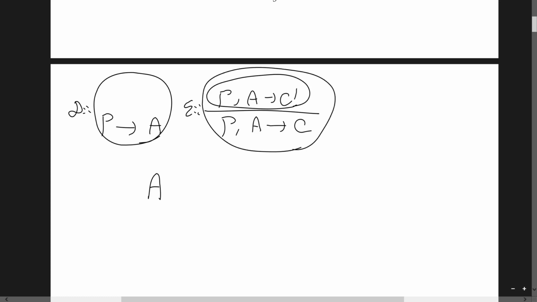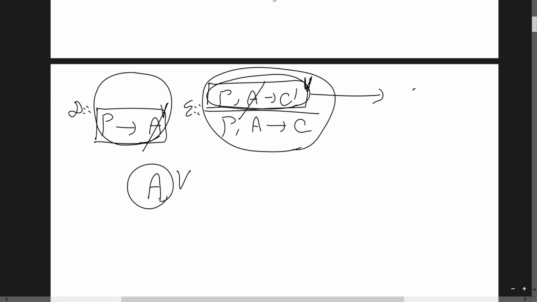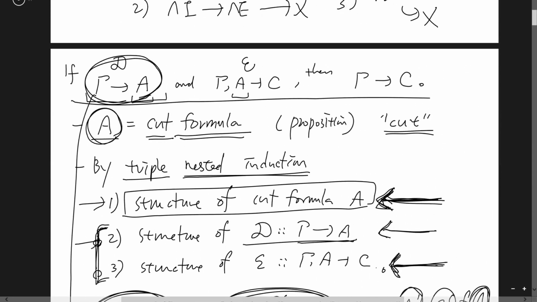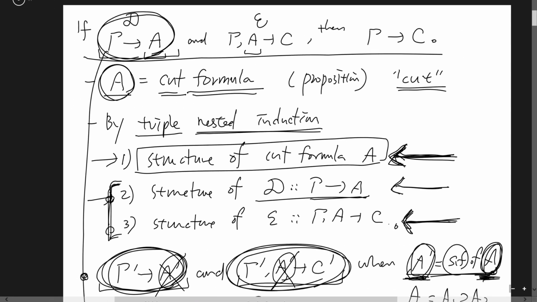So therefore, we can apply induction on the same cut formula, the proof of this sequent, and the proof of this sequent. This is the same, but this is strictly smaller. So as a result, we can apply cut elimination here and here to obtain gamma arrow C prime. I have illustrated how to apply induction, in which case we can apply induction.